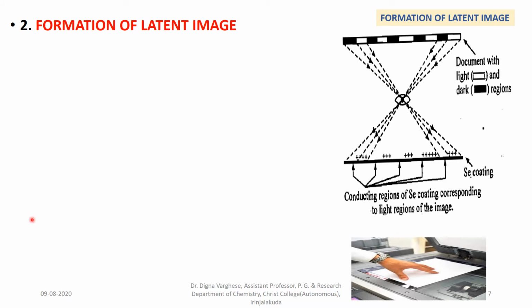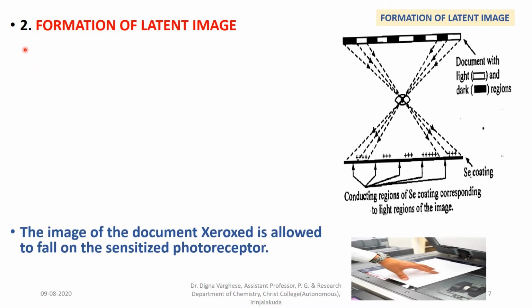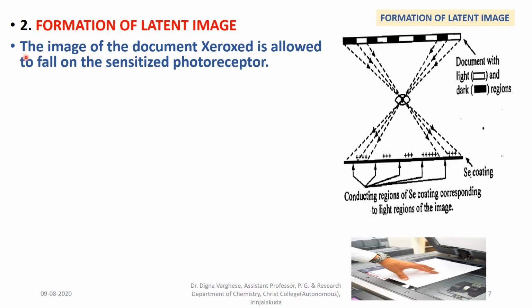Step 2 in the Xeroxing process is the formation of the latent image. The image of the document being Xeroxed contains some dark regions and light regions. This document, with light and dark regions, is allowed to fall on a photoreceptor, that is, the photoconductor, which is charged.